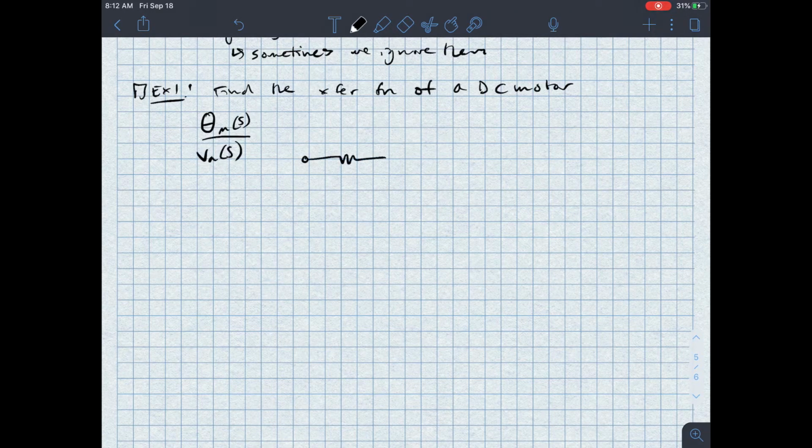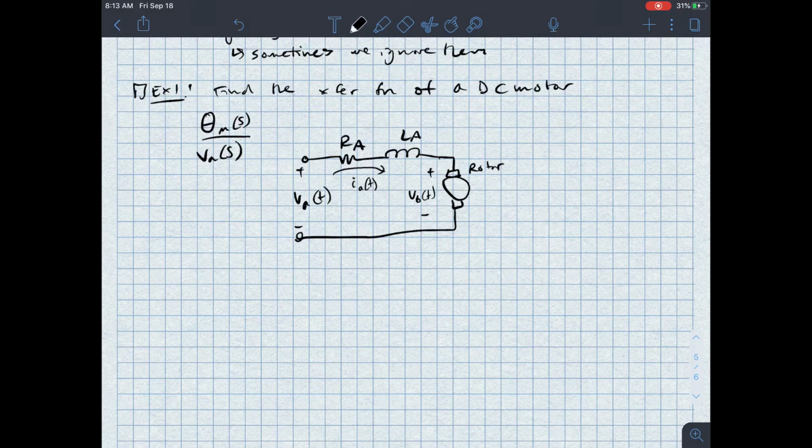I've got a resistance RA, that's my armature resistance, and then I've got an inductance LA, my armature inductance, and then I'm connected to a rotor, and the input voltage here to this armature, or measured voltage across the armature, is VA. There is a current IA of T which goes through this armature, and let's say that the voltage across the rotor is VB of T. So this side is the armature.